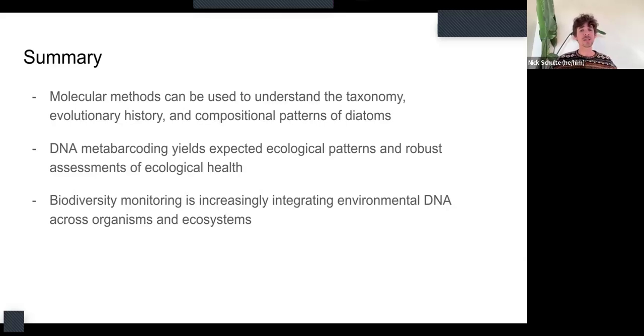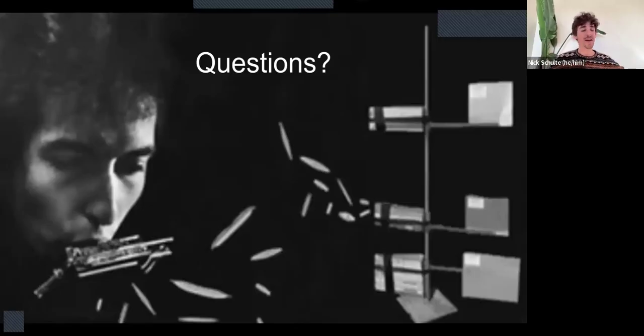So a quick summary: molecular methods can be used for a variety of reasons. DNA metabarcoding is a robust method for yielding expected ecological patterns and assessments, and biodiversity monitoring is increasingly integrating environmental DNA. And with that, I apologize for not having a lot of time for questions, but I'll take any that we do have time for.